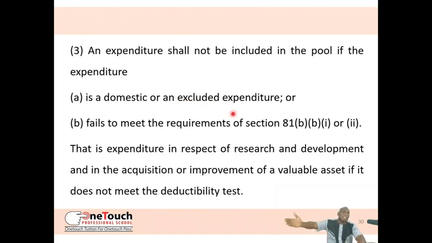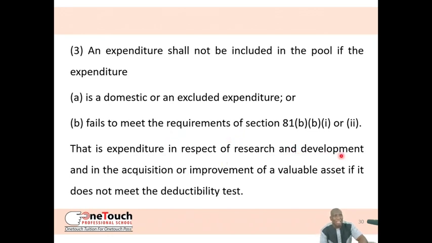Yes, domestic expenditures are expenditures incurred for private purposes. So you cannot put that one in a pool. Okay, so when being asked about expenditure to be excluded in a pool, the first one is what? Domestic or excluded expenditure. Number two, if it fails to meet the requirement of Section 81, and Section 81 is expenditure in respect of what?